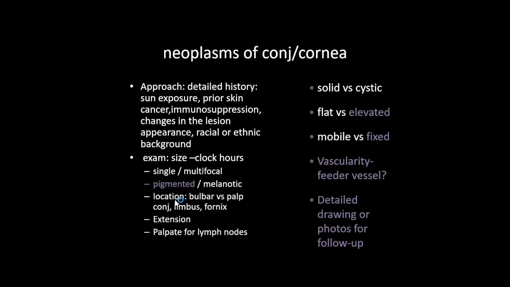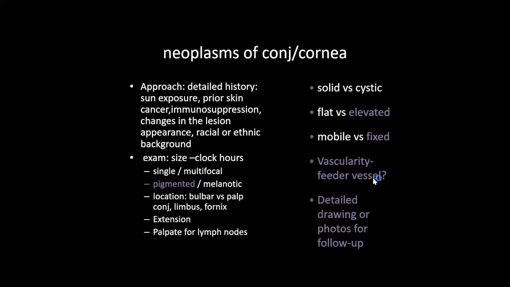Then we size the lesion in terms of clock hours. It may be single or multiple, it may be pigmented or amelanotic. It may be located in the bulbar area, the palpebral conjunctiva, the limbus, or the fornix. Then you also have to examine for extensions and palpate the lymph nodes.